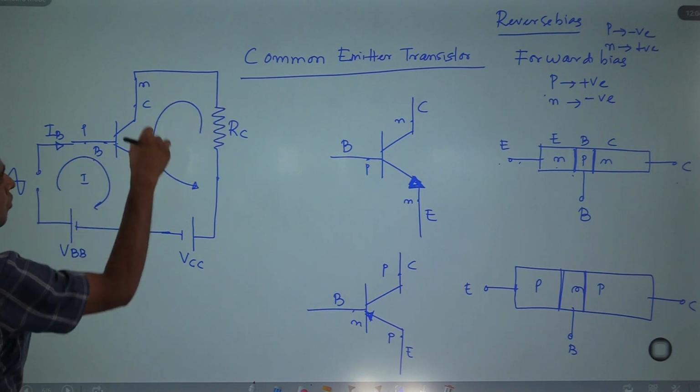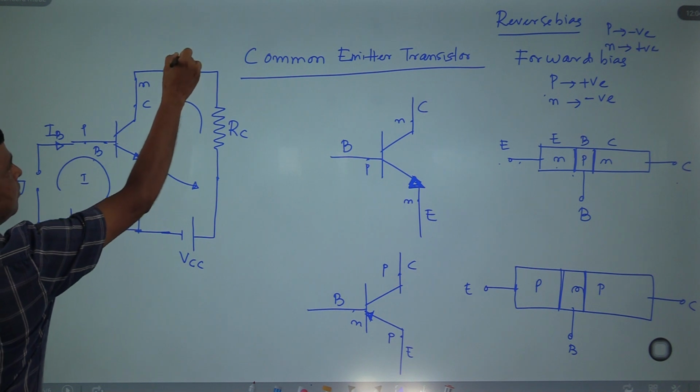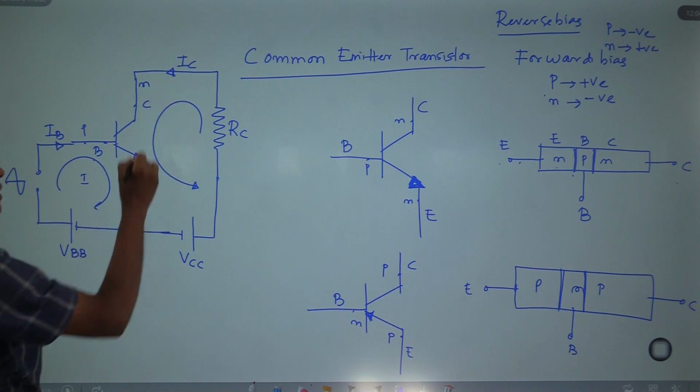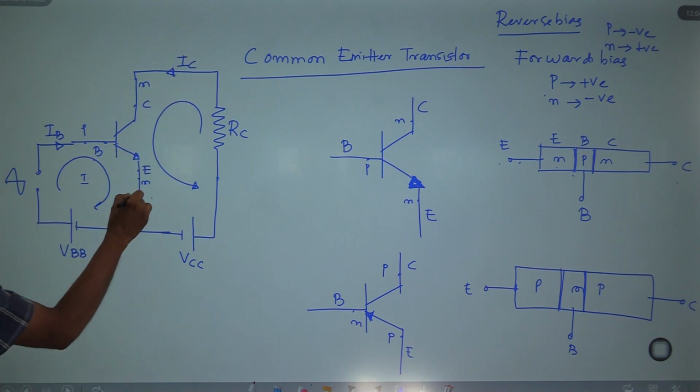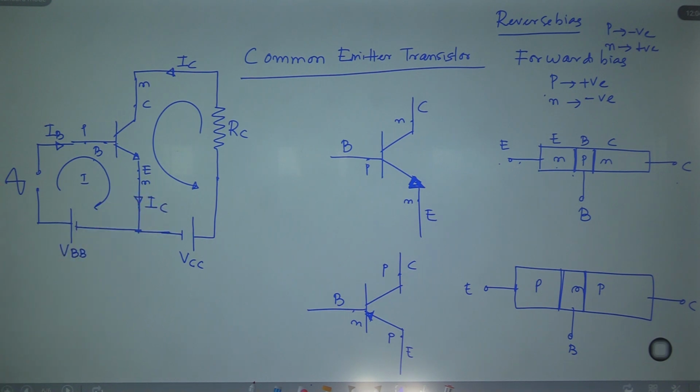Similarly, this is your collector terminal, and the current is the collector current, IC. Similarly, this is your emitter, and the current is the emitter current, IE. Are you clear or not? This is your base current, this is your collector current and this is your emitter current. This is your signal.